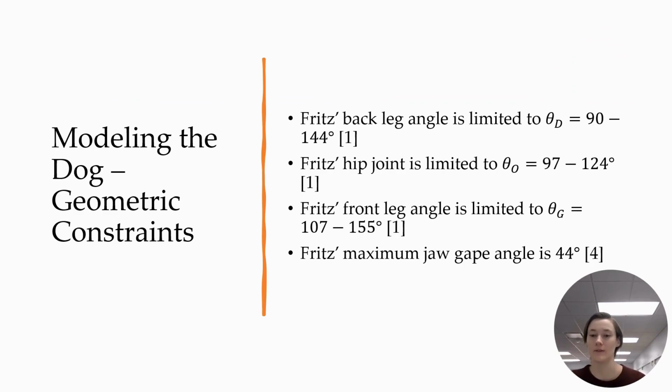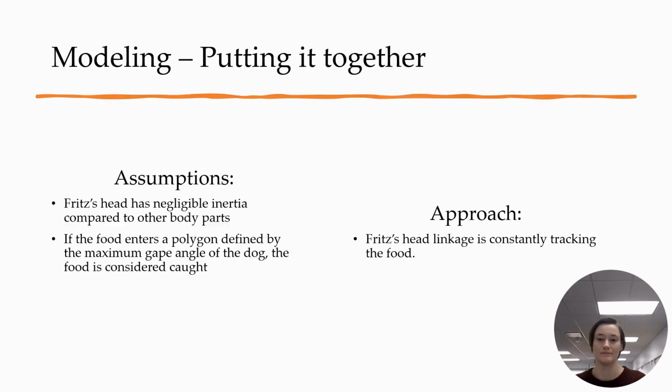In order to restrain the dog's motion, we looked at literature to try to find minimum and maximum angles for different joints. We found that Fritz's back leg is limited to 90 to 144 degrees, his hip joint is limited to 97 to 124 degrees, his front leg is limited to 107 to 155 degrees, and Fritz had a maximum gape angle of 44 degrees.